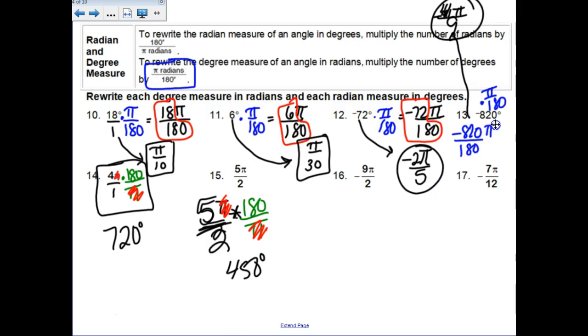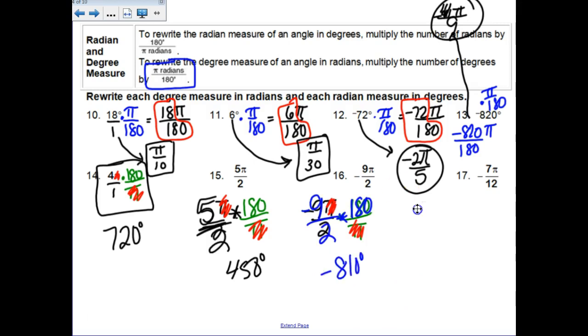So what if it's a negative radian? Is it different? Not at all. So you still multiply by 180 over pi. Pi's are going to cancel. That's how you know you're on the right track. And then everything else you type in your calculator. So negative 9 times 180. And you also have to divide by 2. Negative 810.